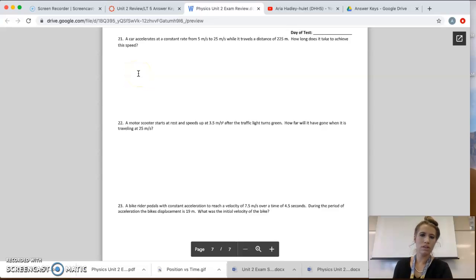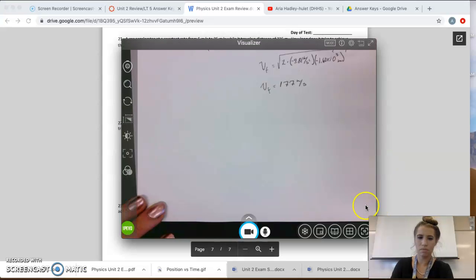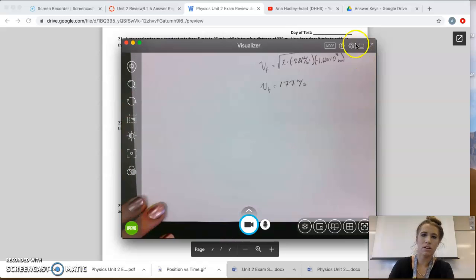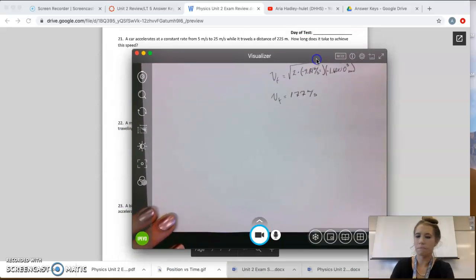first. So a car accelerates at a constant rate from 5 meters per second to 25 meters per second while traveling a distance of 225 meters. How long does it take to achieve this speed? Okay, so my image for this one is simple. My image here, what was it, a car?